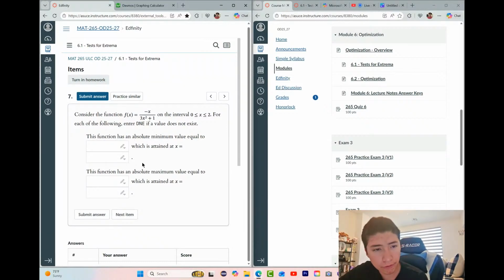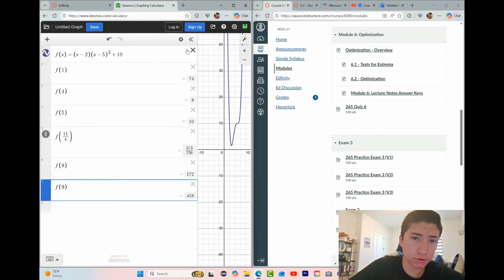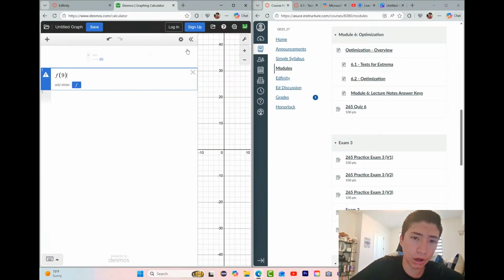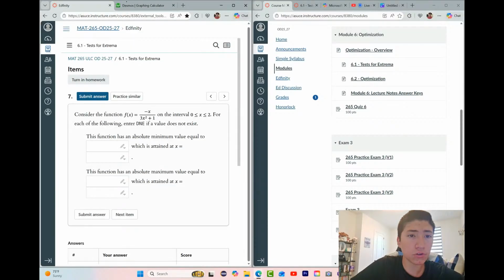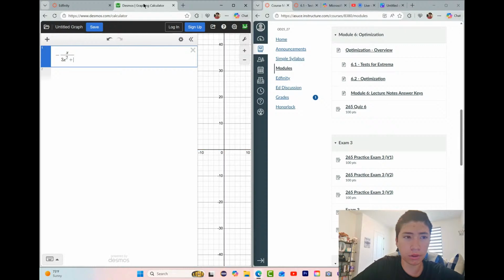And then the function has an absolute minimum value equal to, all right, so we have 3 candidates. We need to check f of 0, f of 1 over square root of 3, and then f of 2. And we're going to check this by doing Desmos. So we're just going to get all this off. Bye. I'll see you later. So we have negative x over 3x squared plus 1, I think, right? Yeah. Or f of x. There you go.